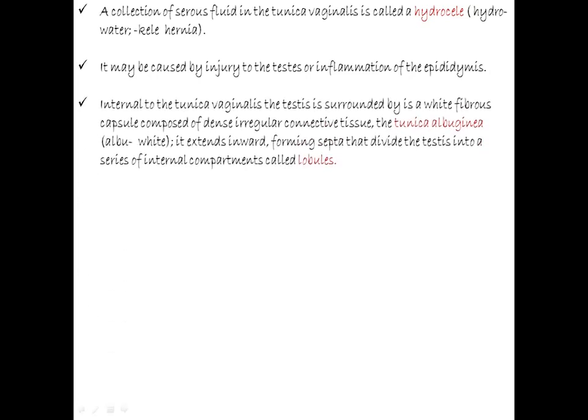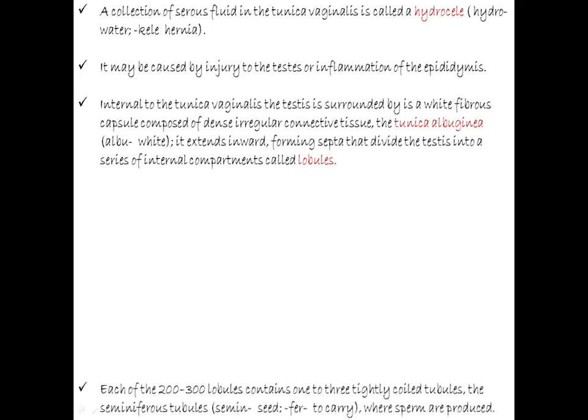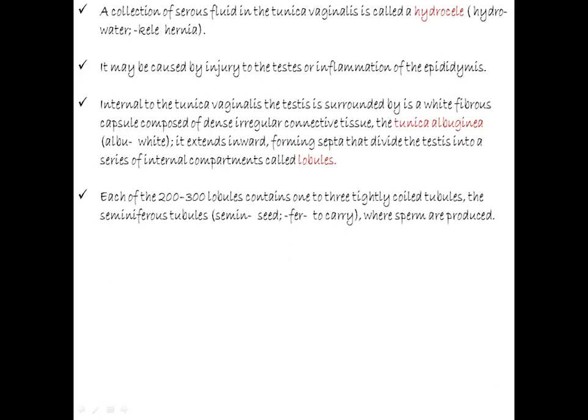Internal to the tunica vaginalis, the testis is surrounded by a white fibrous capsule composed of dense irregular connective tissue, the tunica albuginea. It extends inward, forming septa that divide the testis into a series of internal compartments, which are called the lobules. Each of the 200 to 300 lobules contains 1 to 3 tightly coiled tubules, the seminiferous tubules, where the sperm get produced.